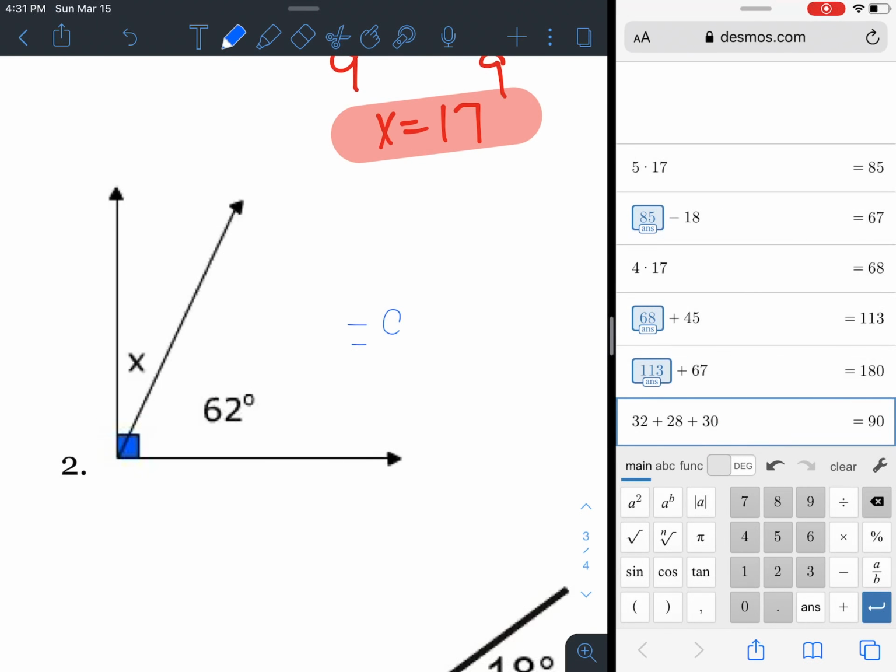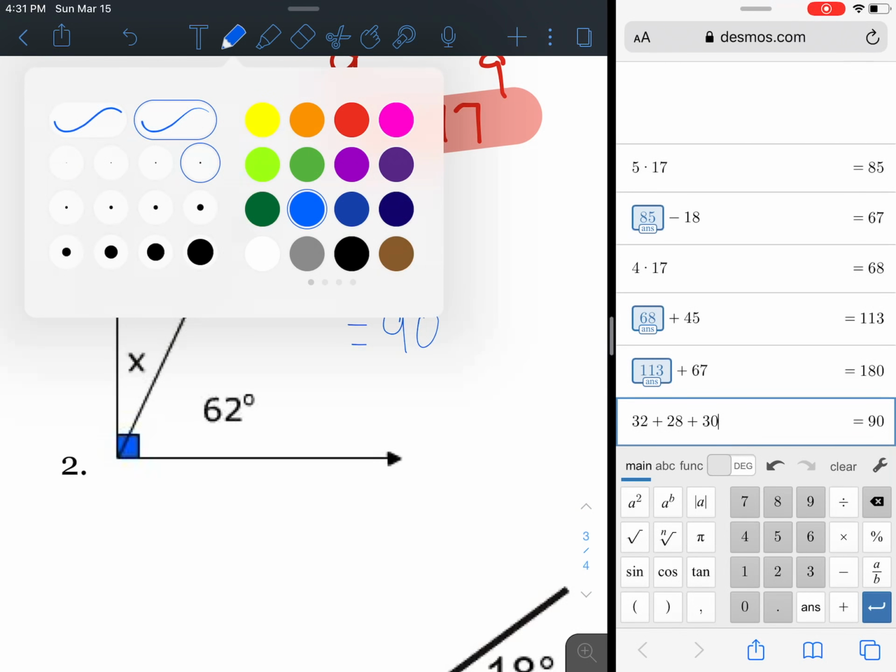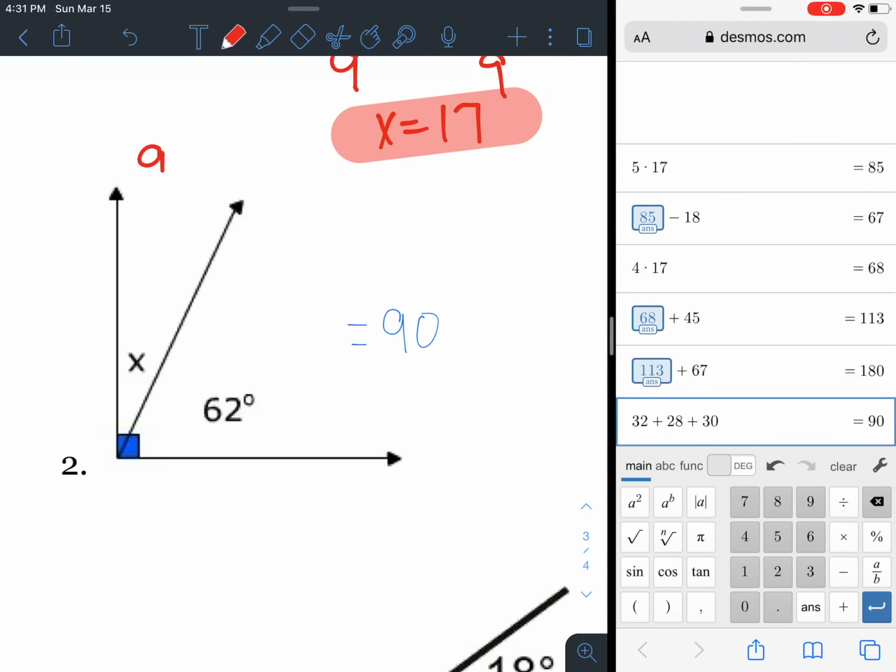Second one, these also equal 90. They're complementary angles. This one, there's nothing to really solve for. You're just doing 90 minus 62.